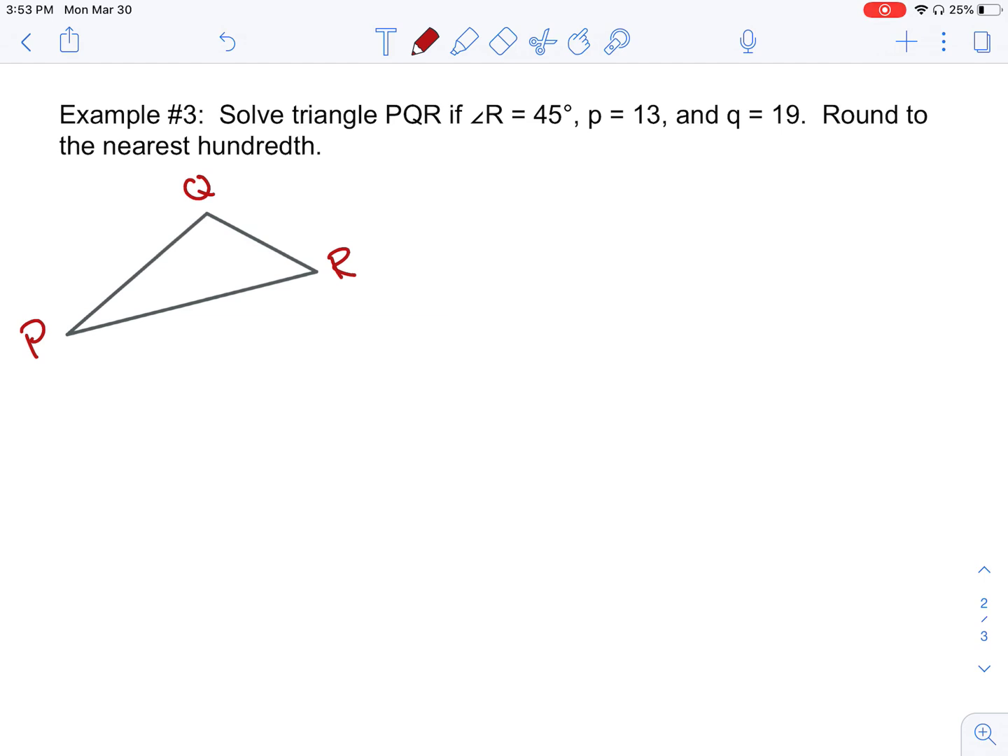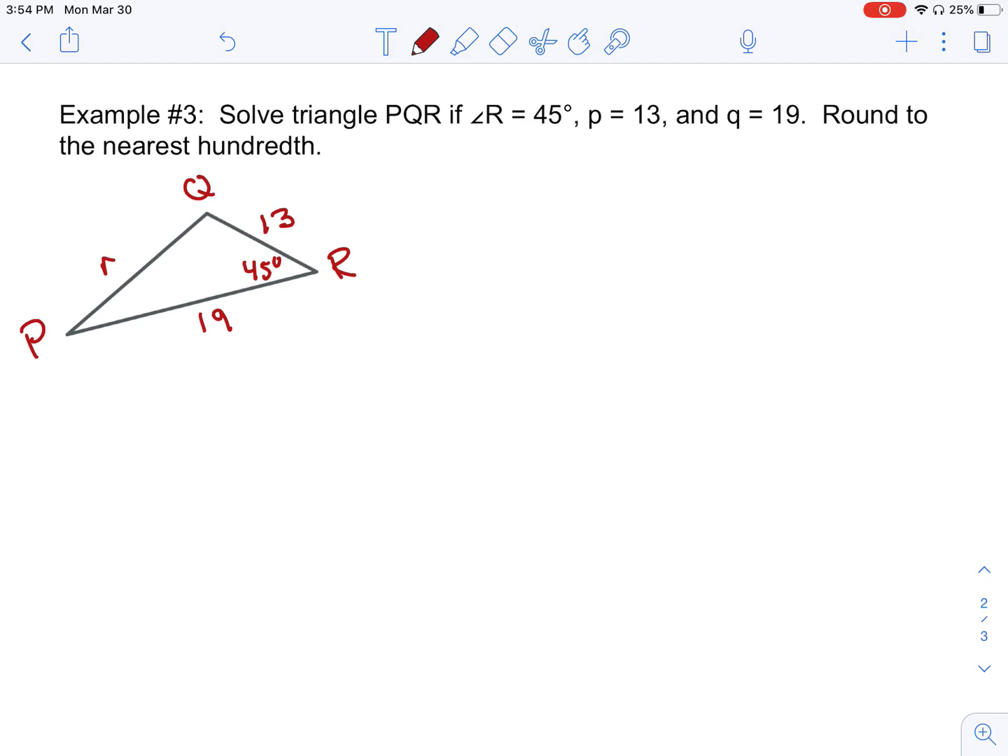PQR, angle R is 45 degrees. Side P is 13, side Q is 19. And we need to solve the triangle. So we need to find all the sides and angles that are missing. So we're going to be finding side R and angle Q and angle P.